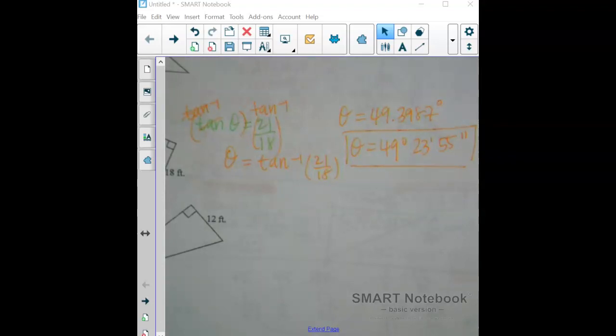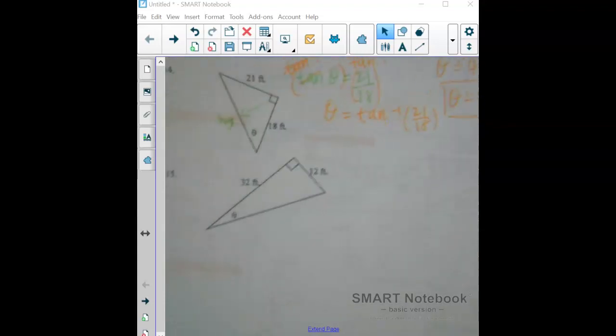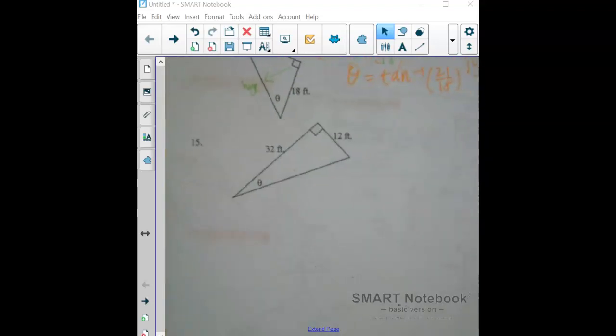All right, let's look at question 15. For question 15, you can go ahead and try to start it if you want to. Give yourself a little bit of a head start. Try to set this up on your own.